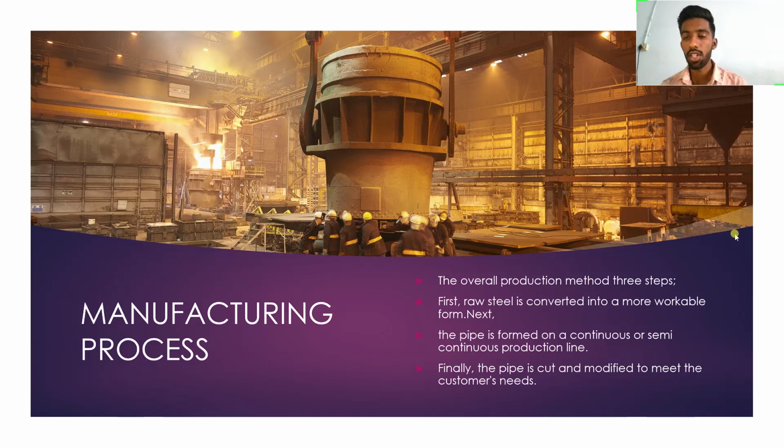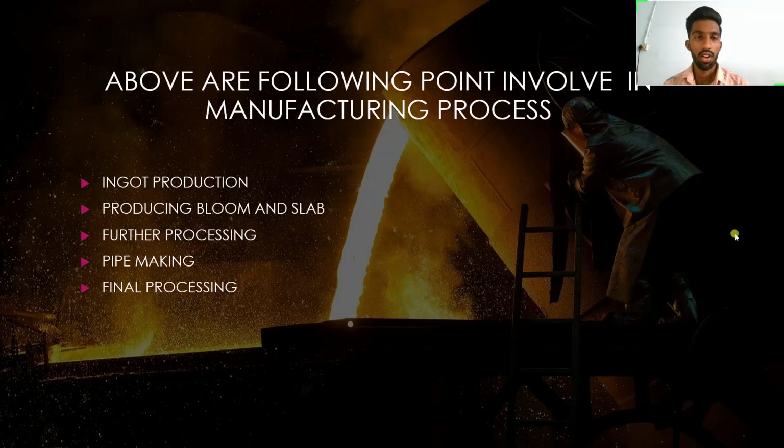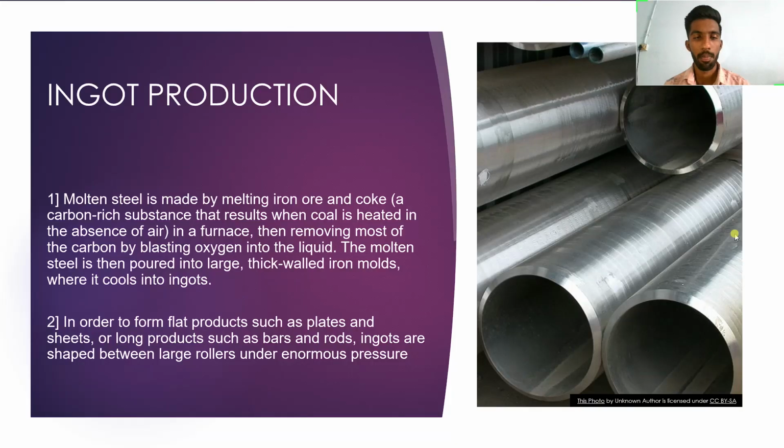Manufacturing process. The overall production method has three steps. First, raw steel is converted into a more workable form. The next step is that the pipe is formed on a continuous or semi-continuous production line. The third step involved is that the pipe is cut and modified to meet the customer's needs. The following points are involved in the manufacturing process: ingot production, blooms and slabs, further processing, pipe making and final processing.